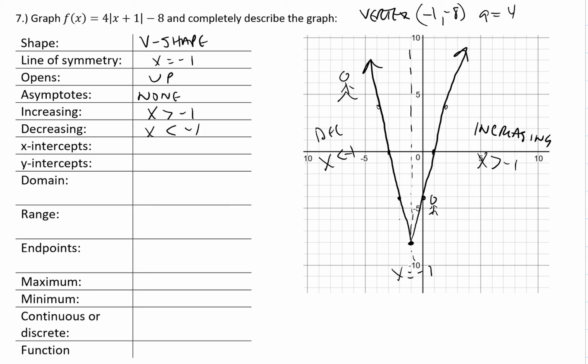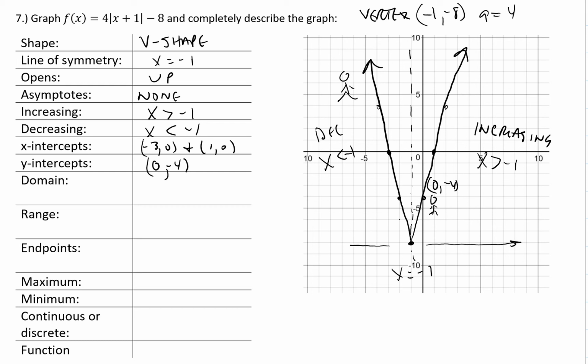Alright, so the x-intercepts are where we cross the x-axis, so we've got -1, -2, -3, so -3, 0, and 1, 0. The y-intercept is right here, and so that's at 0, -4.